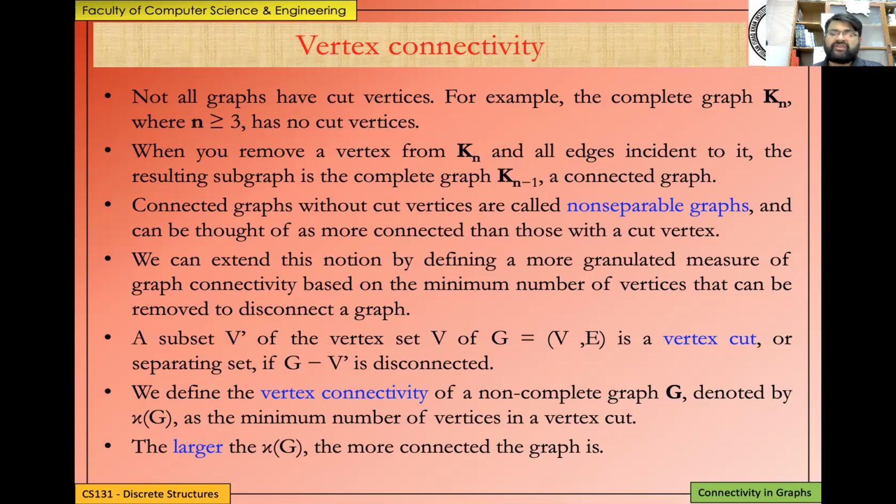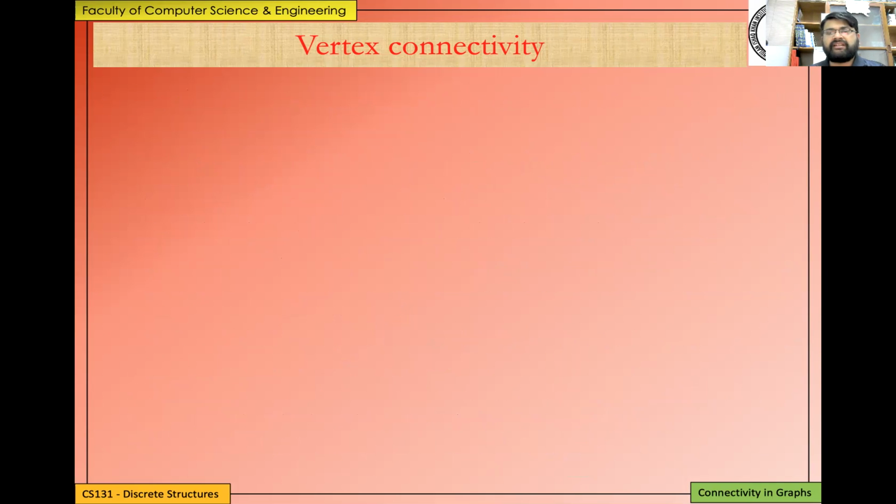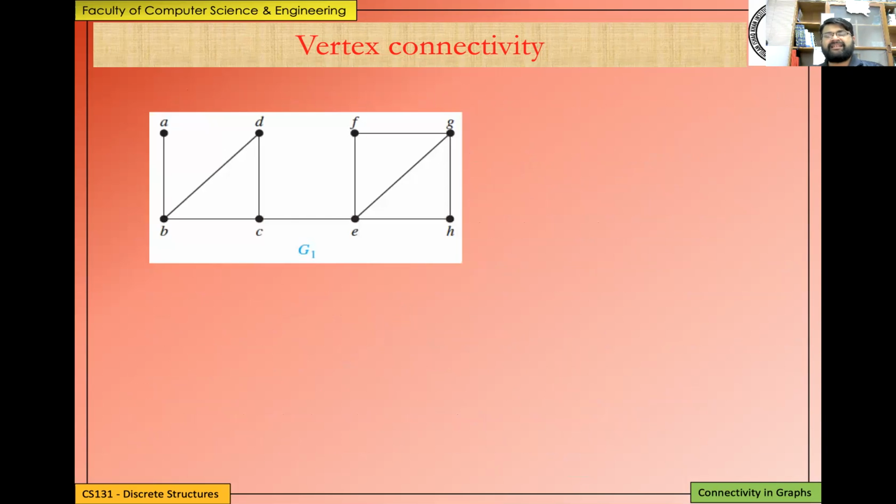The vertex connectivity of a non-complete graph G, denoted by this particular symbol, is the minimum number of vertices in a vertex cut. So the minimum number of vertices that you can remove in a vertex cut is the vertex connectivity of a particular graph. So the larger this symbol is, the more connected the graph is, and this is very natural for vertex connectivity, right? So let's talk about this graph.